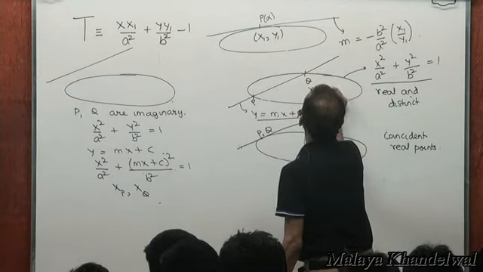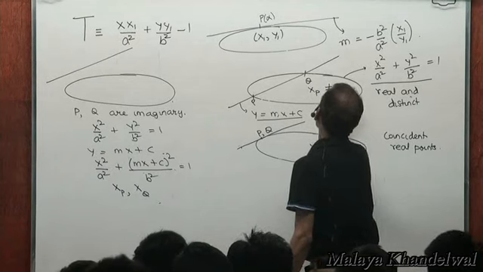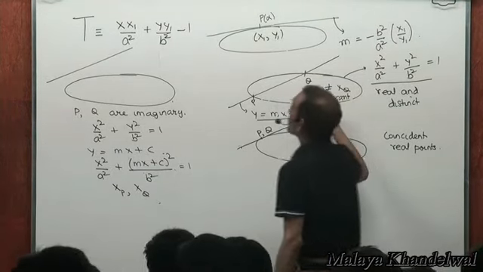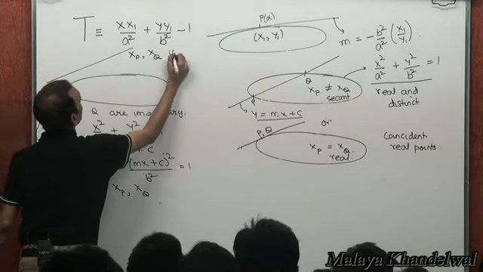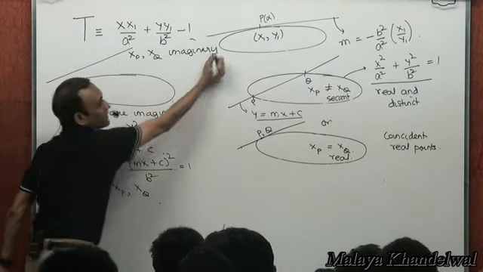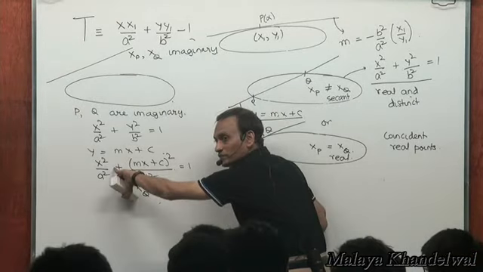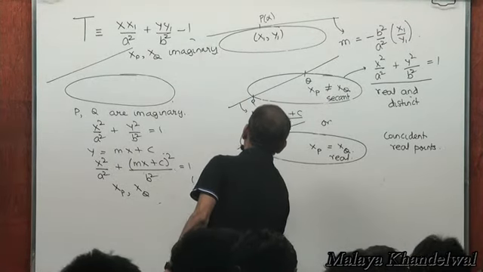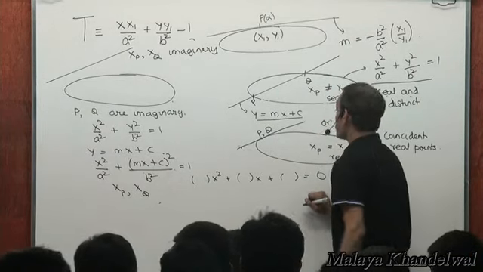If x of p is not equal to x of q, it'll be a secant or a chord intersecting the ellipse at real and distinct points. This would be xp, xq imaginary. Yes or no? Isn't it? Xp and xq are the roots of this quadratic. This quadratic I could have written as something into x squared plus something into x plus something equal to 0, right?